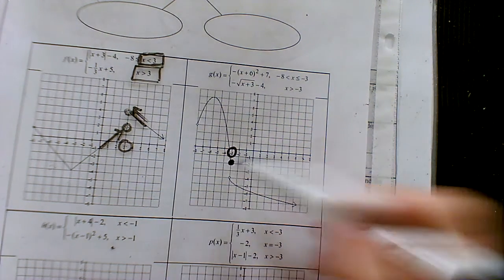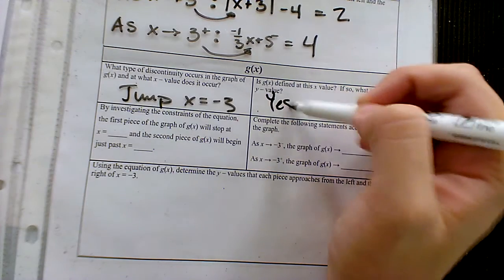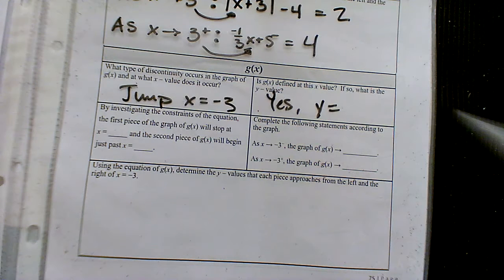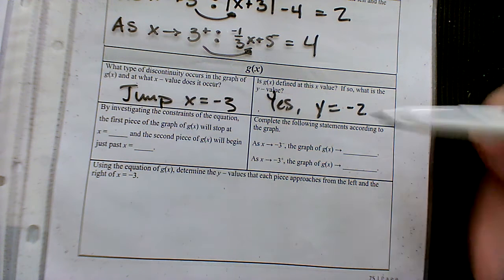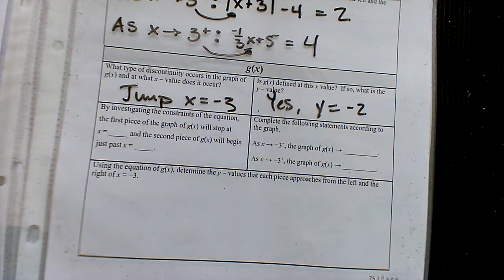The next question is, do we have a defined point somewhere at that spot? Yeah, we have that closed circle. So yes, we do have a defined point, and the y value, if you look on your graph, is negative 2. In the last example, it was a jump, but it did not have a closed circle somewhere. This one is also a jump, and it does have a closed circle. Sometimes you'll have one, sometimes you don't. It all depends on the graph that you have.